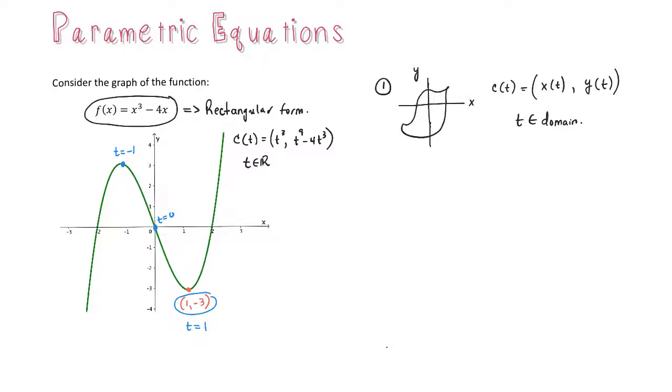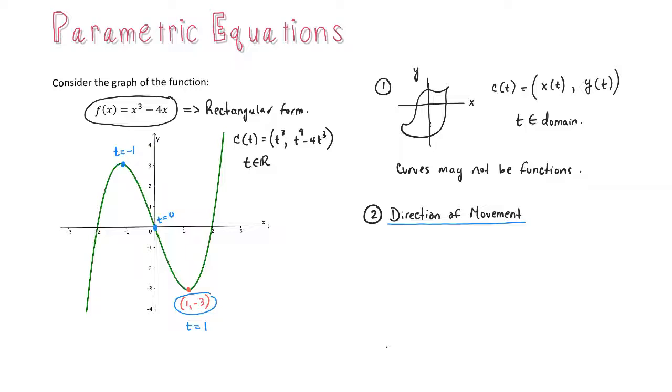With rectangular forms, I am restricted to functions. With parametric form, I am not restricted to functions. So that's improvement number one. So we can write here that curves may not be functions. They don't have to be functions. So that's definitely a nice thing to have, to know that I can find a parametric representation of a curve that is not a function.